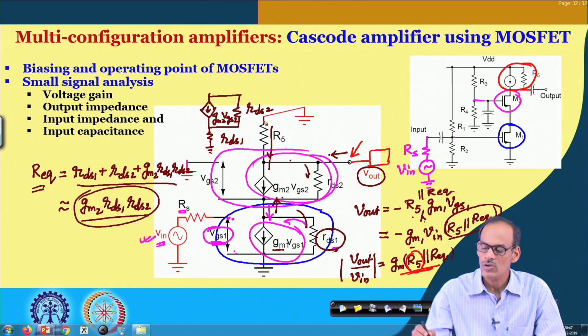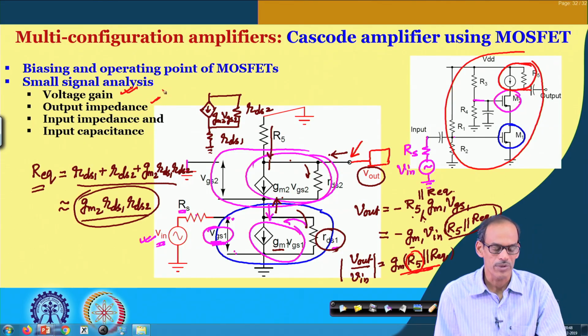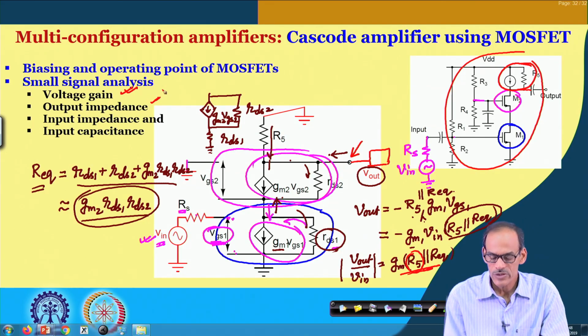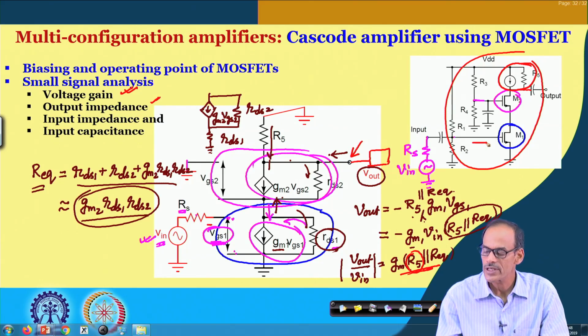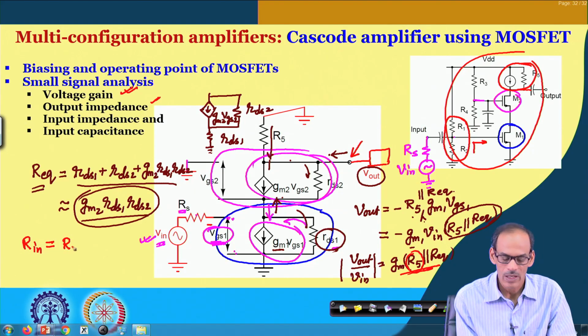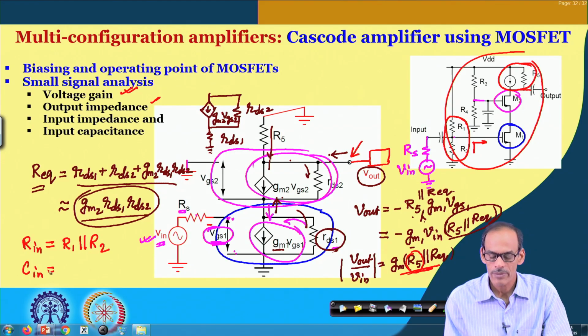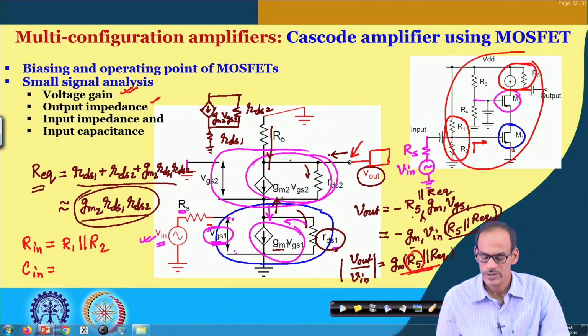But if I focus only on this circuit, it has the potential to increase voltage gain by increasing the output impedance. Now, as for input resistance, this circuit provides infinite input resistance, so whatever input resistance you see comes from R1 parallel R2. So, R_in of this cascode amplifier is R1 in parallel with R2. On the other hand, the input capacitance C_in comes from the CGS and CGD of transistor 1.